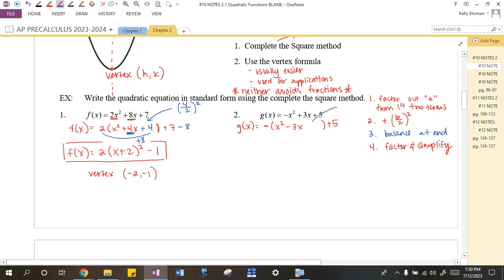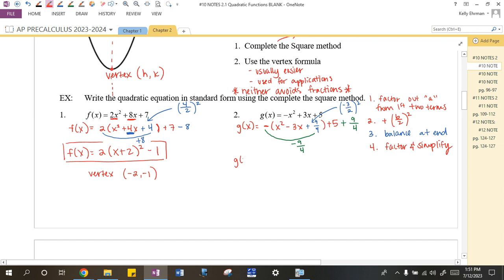Okay, now here's where we're going to have a fraction. We need to take -3 divided by 2, square it. So that becomes plus 9/4. So we just did step 2. Now remember, we did not just add 9/4. We actually did -1 times 9/4. So what's the opposite of subtracting 9/4 from an equation? You would add 9/4 to the end of the equation. So that's the balance at the end.